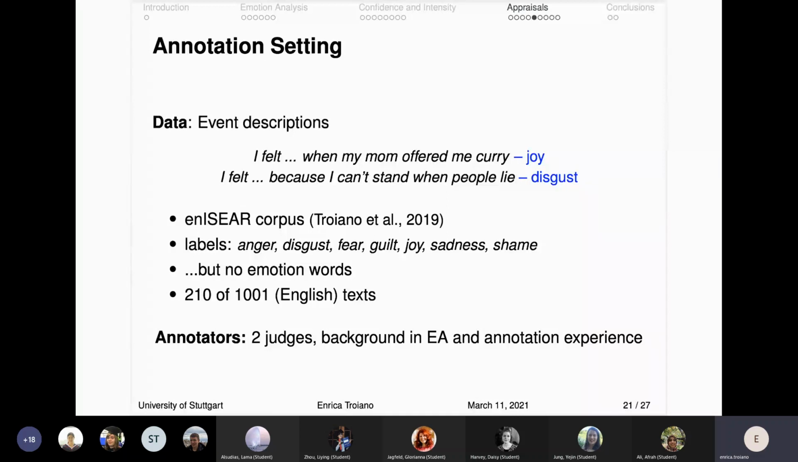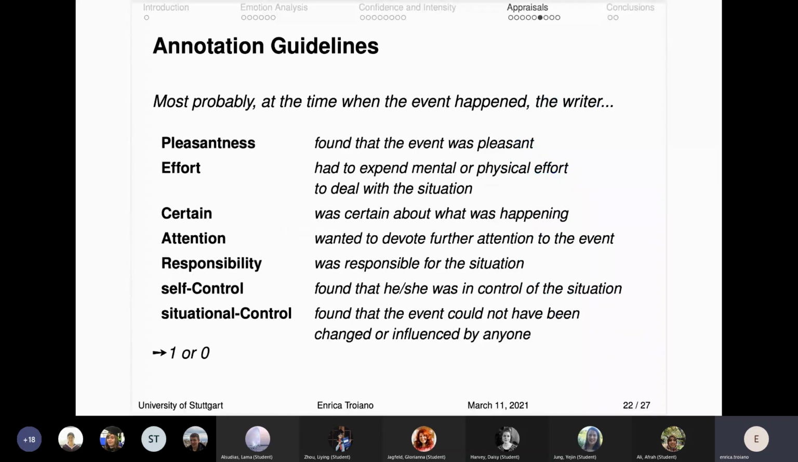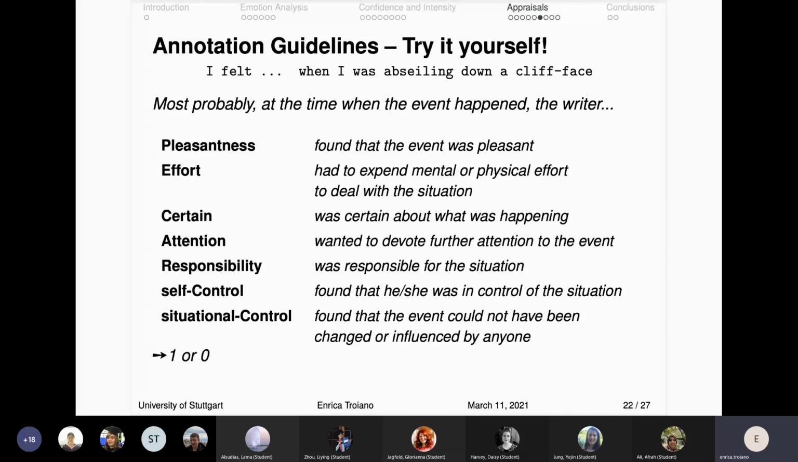Out of the 1001 texts available in EN-ICR, we only used 2,210, sorry, and we asked 2 human judges to participate in this study. And this is the task that they had to do. For each dimension, they had to tell us whether the dimension holds or not for a given text. And here, with respect to the other study, we wanted them to interpret the text from the writer perspective. We wanted the annotators to try and reconstruct the appraisal that the writer of the description made at the moment of experiencing the event.